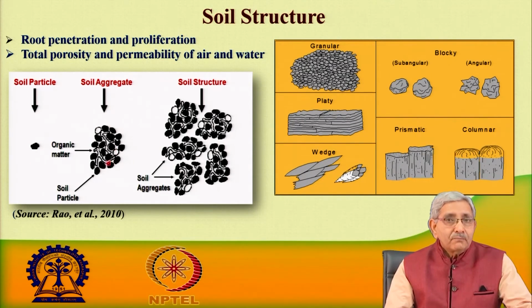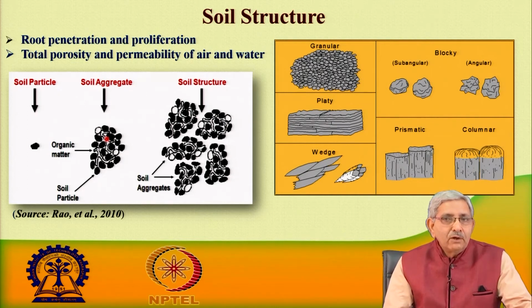Now, when these soils are forming together, it becomes a soil aggregate. When it is a soil aggregate, how are they making the different structures? You can see here on the right side, this means a granular structure, this is a platy structure, this is a wedge structure.